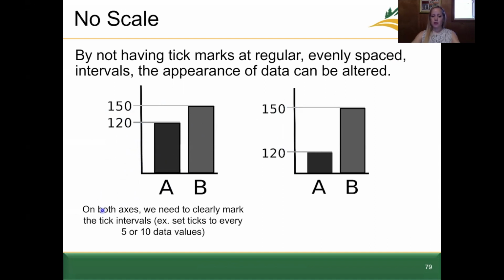So remember, on both axes, we need to clearly mark the tick intervals. They could be set to 5, 10, 30, etc. When using bar graphs, the x-axis is usually pretty clearly denoted. But for graphs other than bar graphs, where we have an x-axis with numbers, for example, we would want to clearly mark the intervals for something like that. And here for this second example, the difference between A and B is much more exaggerated than it is here.